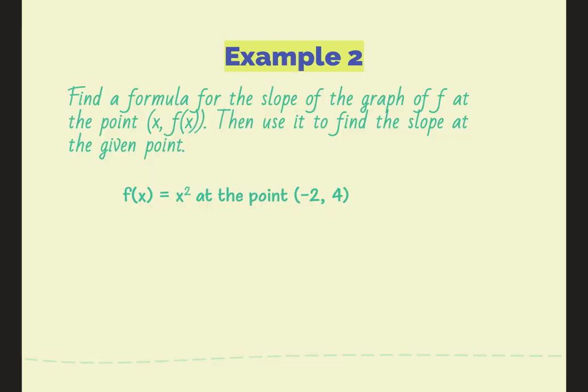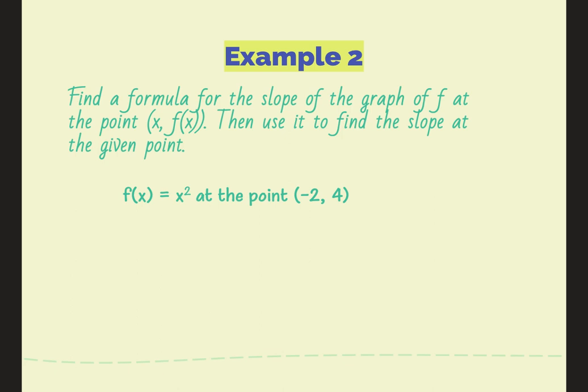All right, so again, let's walk through this process. It is a tedious one, but it is the same steps over again. So if you can practice it, you should be able to do this. Example 2 says find the formula for the slope of the graph of f at the point x, f of x. Then use it to find the slope at the given point.